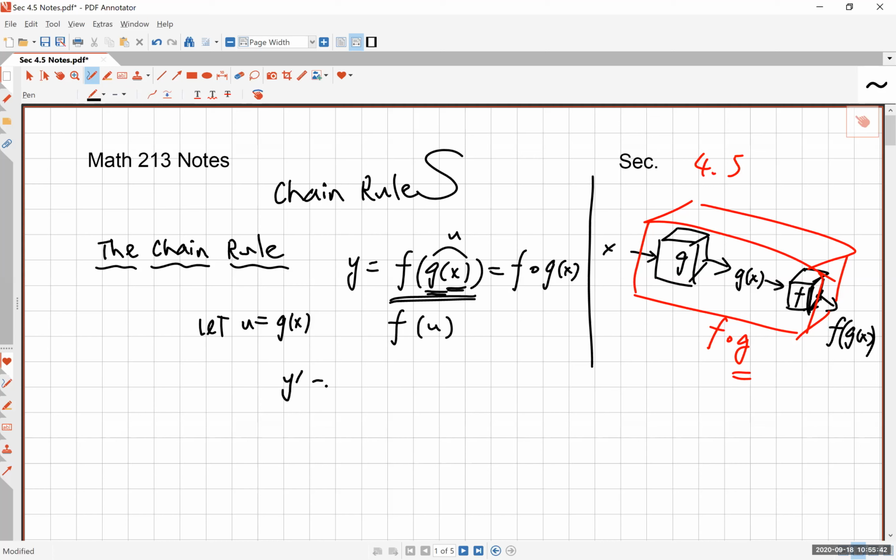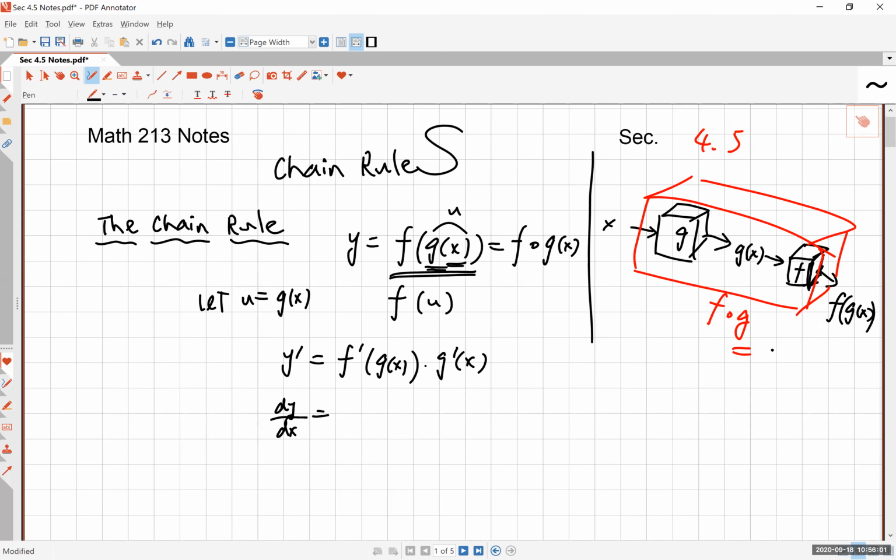The chain rule, as you know, is used to take the derivative of this composition y. And so y prime is f prime evaluated at the inside function times g prime of u. Okay, we also denote this as dy/dx, because that's what you're looking for, right?